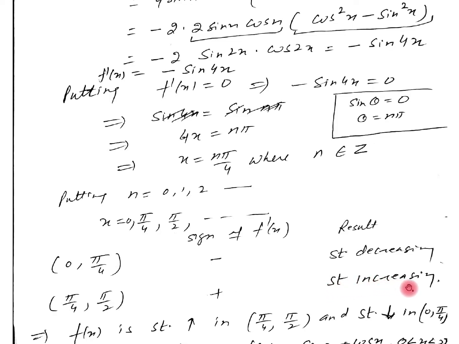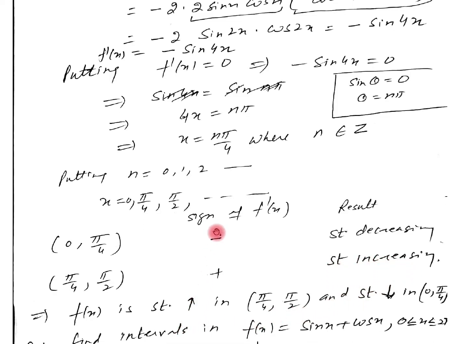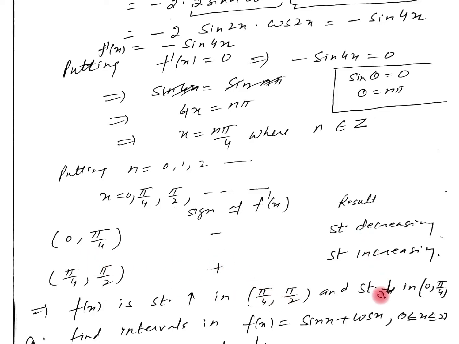Strictly increasing. So, therefore, we can summarize our answer. f x is strictly increasing in the interval pi by 4 to pi by 2, and in the interval 0 to pi by 4 it is strictly decreasing.